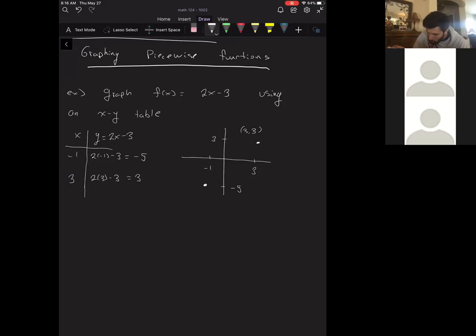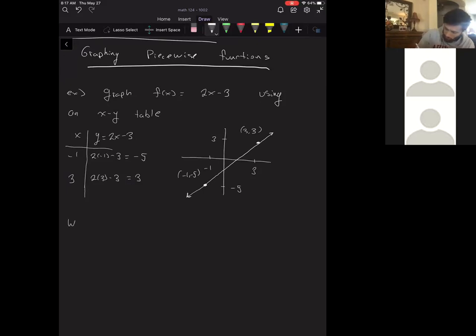Oh, it was -1, -5. All right, so for a line, we just need 2 points, and then we're going to connect it. So notice sometimes we need more than 2 points, like if we have a quadratic, we need more than 2 points to graph it. But this is only with a line.